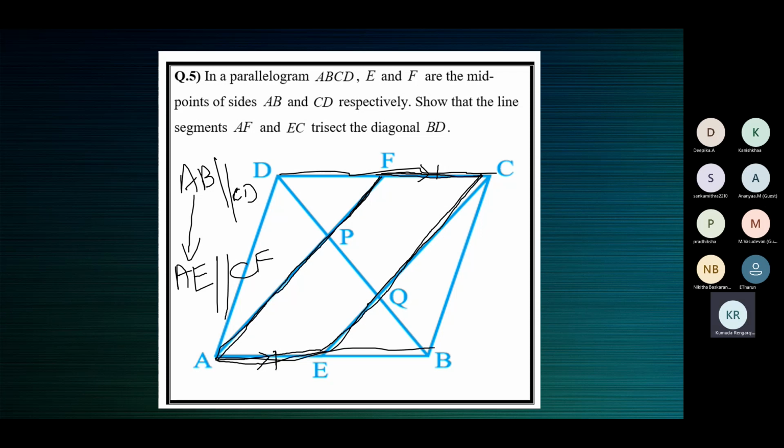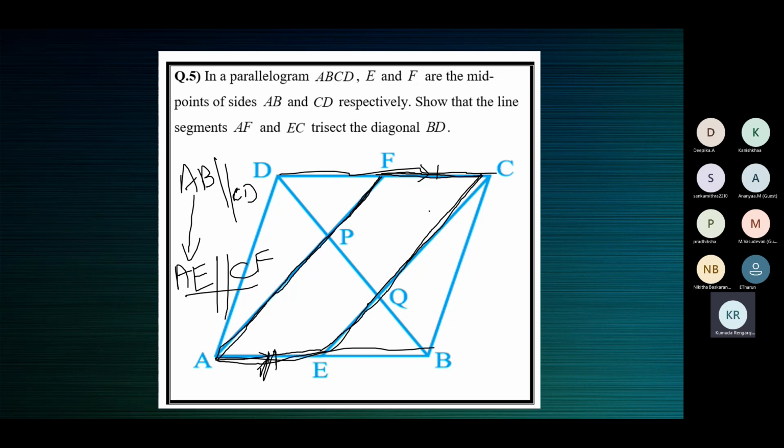Equality is different. Being parallel is different. A small part of AB can be parallel to a big portion of CD. They're parallel. That means even if you produce it, they're not going to meet anywhere. So since AB is parallel to CD, a part of AB, AE, will be parallel to a part of CD, which is CF. So AE is parallel to CF. So we proved that opposite sides are parallel, AE and CF.